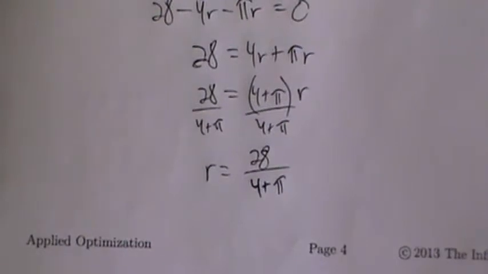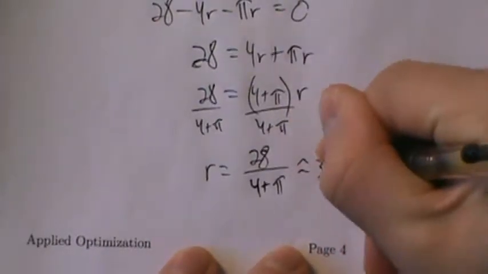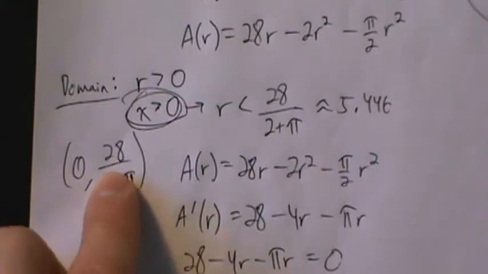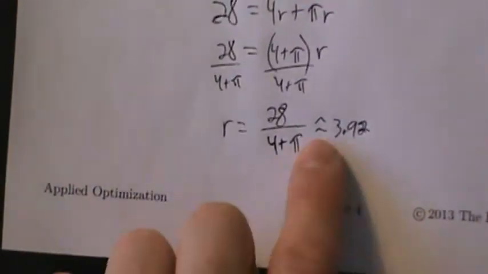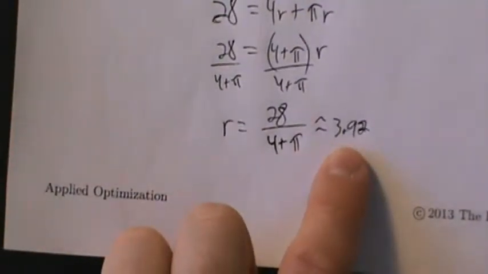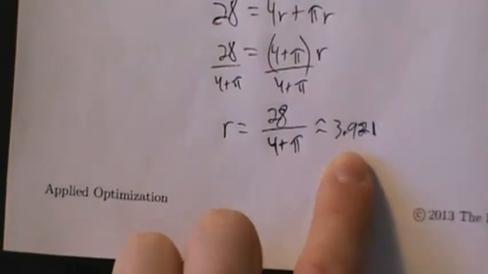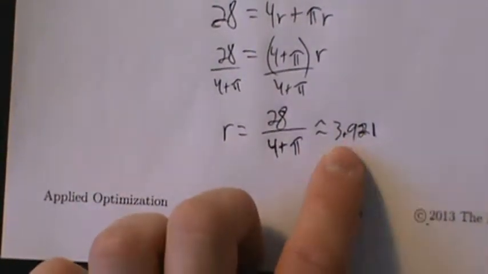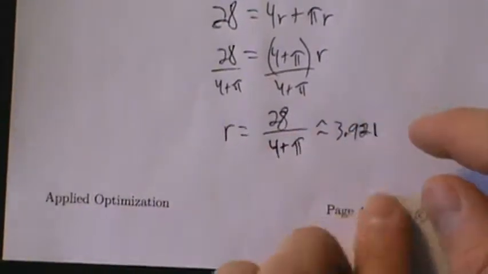But if you're not sure, you can just toss it into a calculator, and you're going to get about 3.92. Remember, this was about 5.446, and 3.92-ish is smaller than that. Yeah, about 3.921-ish if we round to 3 decimals. So this is inside the domain, so that's good. But again, keep it like this. Don't use the approximate value.